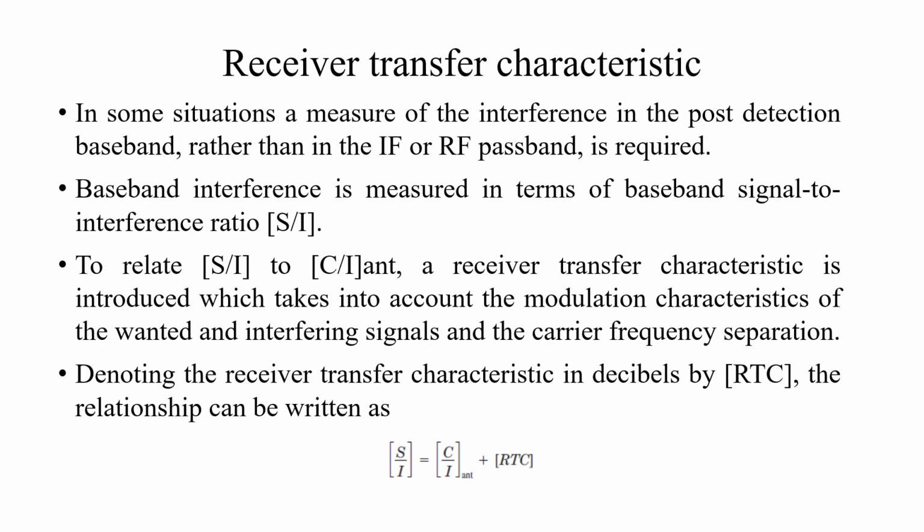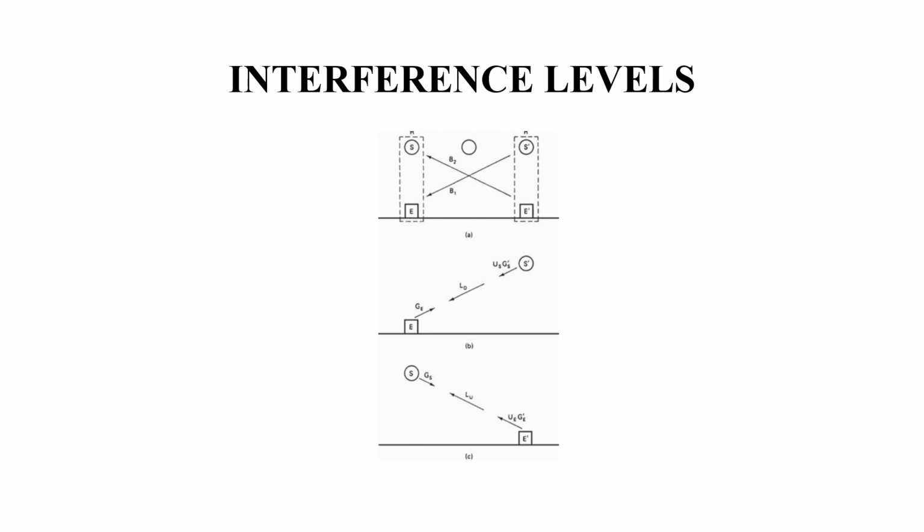Then the relationship between the signal to interference ratio, the antenna's carrier to interference ratio, and RTC is that the signal to interference ratio is the sum of the carrier to interference ratio at the antenna plus the receiver transfer characteristic. Next, interference levels are considered.